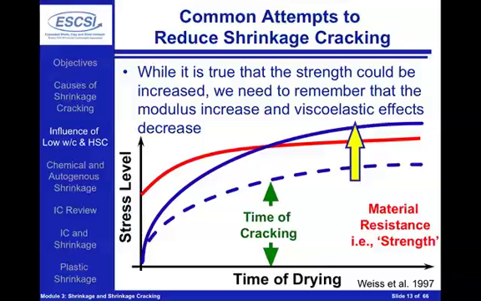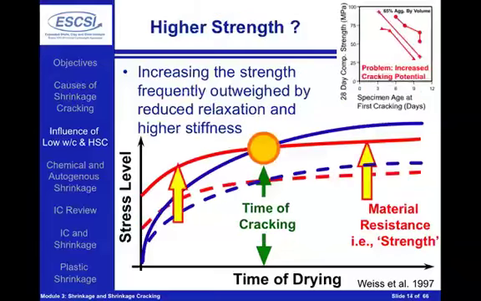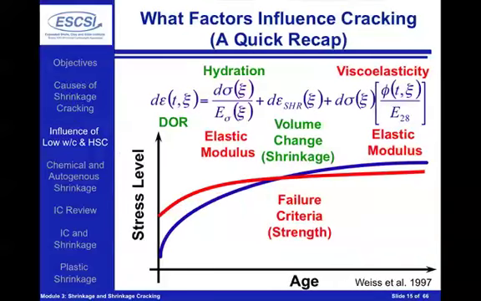So we've tried to make the concrete stronger to resist cracking, and what we've ended up doing is making the concrete stiffer, less forgiving, less relaxing, and we've exacerbated this problem of cracking. And this is something we frequently see when people go to higher cement contents and they go to really high strength concretes, that we may be actually exacerbating the potential for cracking to occur in the system. So increasing the strength can frequently be outweighed by some of these other factors, and what we want to do is we want to look at other ways that we might be able to reduce the potential for cracking.